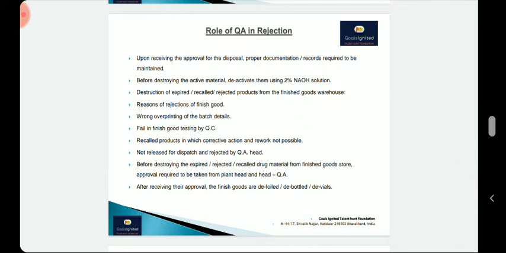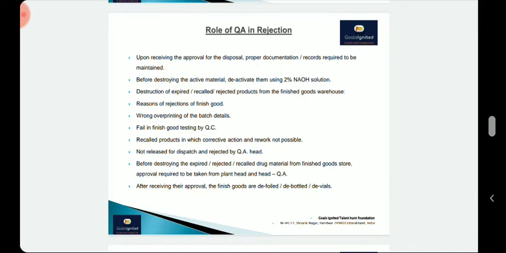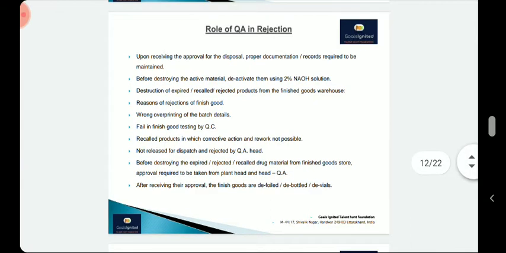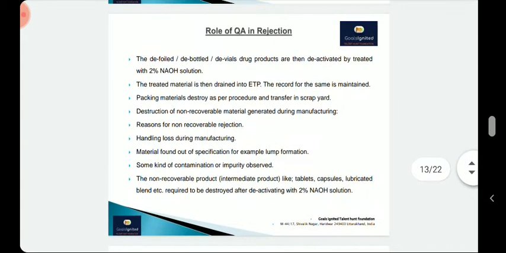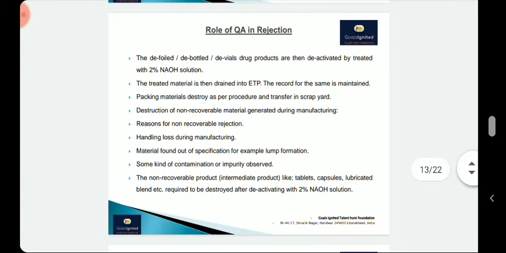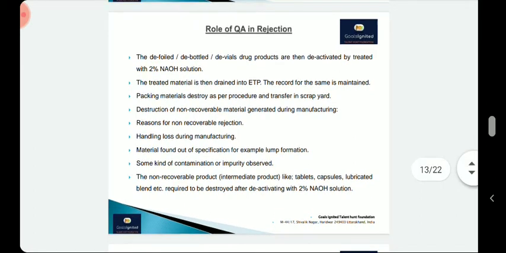Before destroying the expired, rejected or recalled drug material from the finished goods warehouse, after receiving approval, the finished goods are defoiled, debottled or devialed. So it is the basic requirement. And as discussed earlier, the finished product is deactivated with 2% NaOH solution, and sometimes sodium hypochlorite is also used for the deactivation. The treated material is drained to the ETP, and the packing material is destroyed as per the procedure and transferred to the scrapyard.